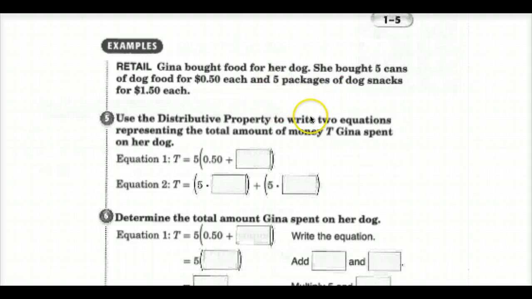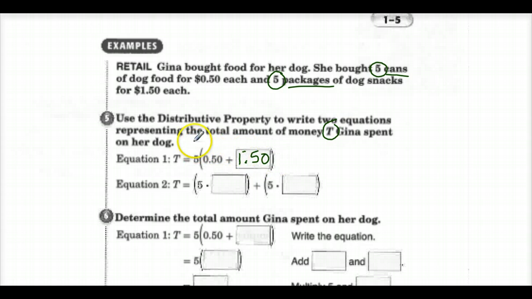Okay, so notice with this one that the T is representing total and that she bought 5 of each item. She bought 5 cans and she bought 5 packages of dog snacks. So we know we can use the distributive property because we have a common number of 5. We put our 5 on the outside. It says T equals, remember that's total, 5 times our first item, the 50-cent cans of dog food, plus our second item, the $1.50 bag of dog treats, so $1.50.